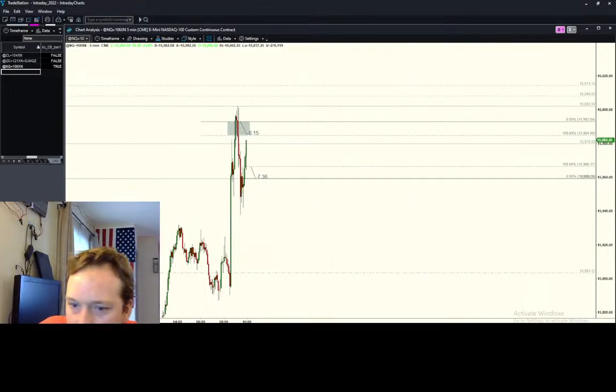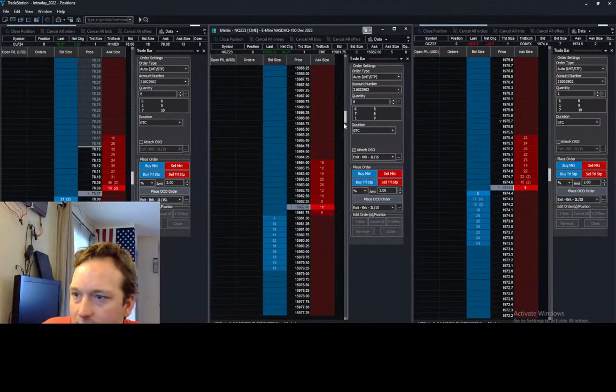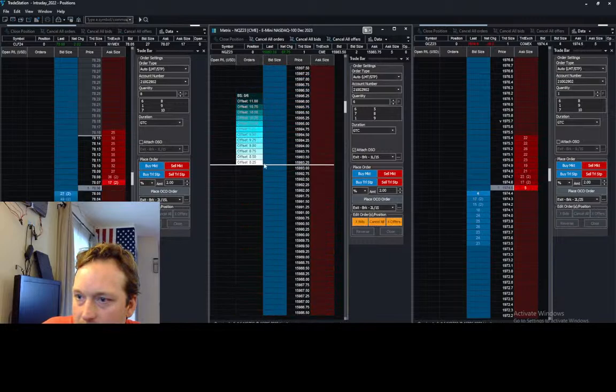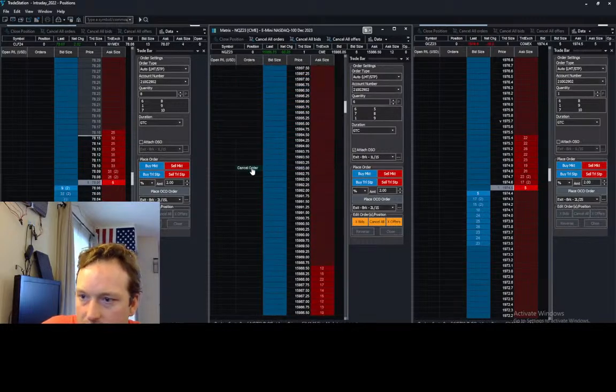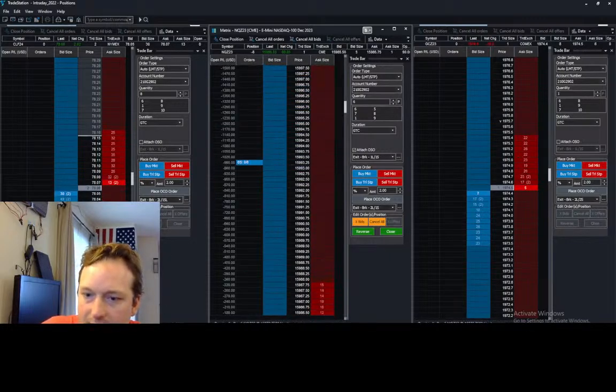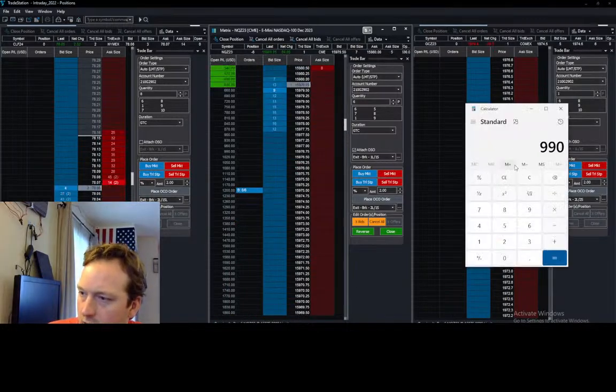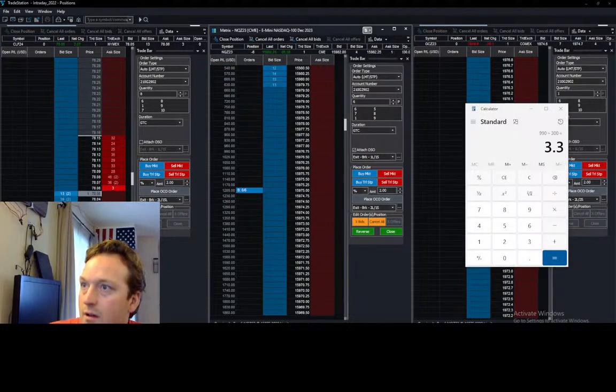985. Remember, we had this order placed earlier, but we had to cancel it. 993 is my stop loss. I'm going in short at this point. 993.25 just cuz. 990 risk. Where's my target? My target's at 75. 990 for 1200. 3.3 apples risk for 1200.